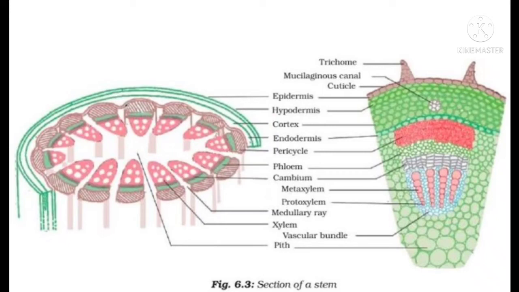This is the section which is taken from the stem. That stem part is cut, cut in cross section and also cut longitudinally. So both the parts are shown. Then you can see the vascular bundle, and the center part, that is the pith. So this was all about the section of a stem. Inside the stem, all these tissues are present, which we are going to learn.